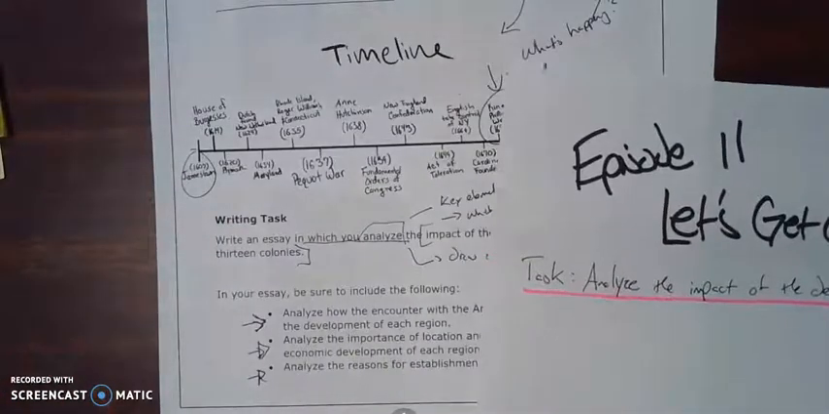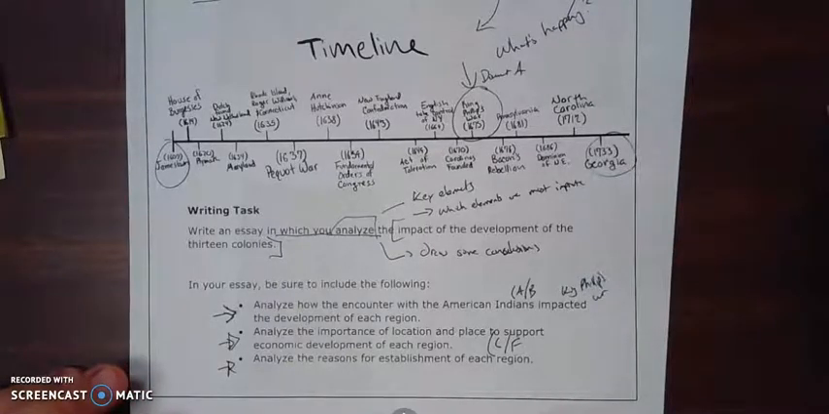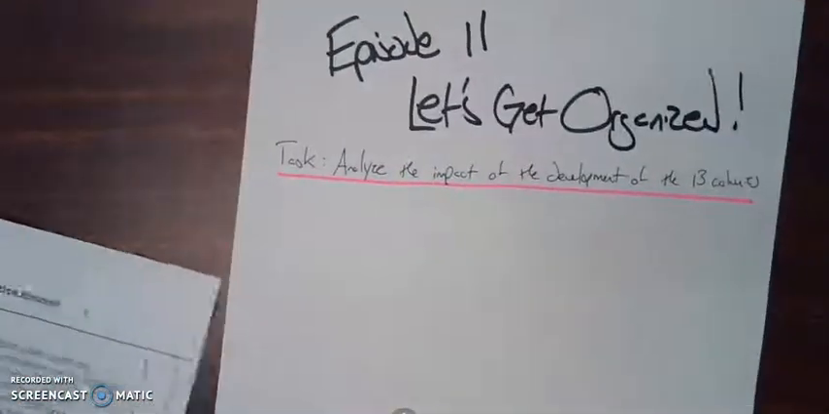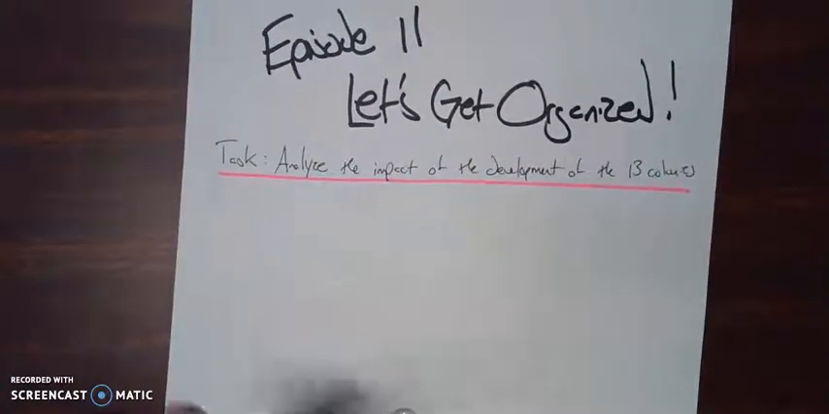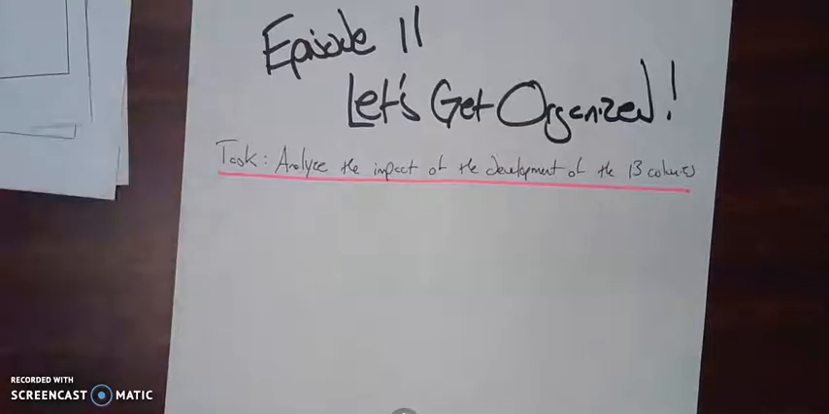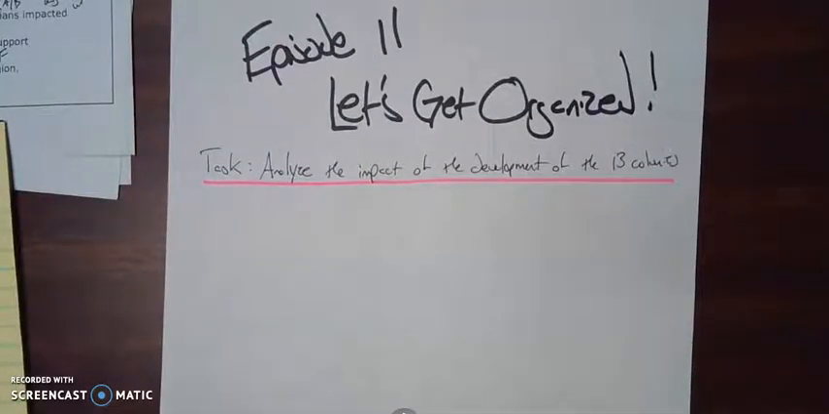So we've got some questions here. Analyze the encounter with the American Indians. Analyze how the encounter with the American Indians impacted the development of each region, analyze the importance of location and place to support economic development, and then analyze the reasons for establishment of each region. I'm going to pull this to the side so that I can still see it while I'm doing my thinking here a little bit, my organization. But again, I'm going to let the prompt work for me, and I'm going to show you how with that.